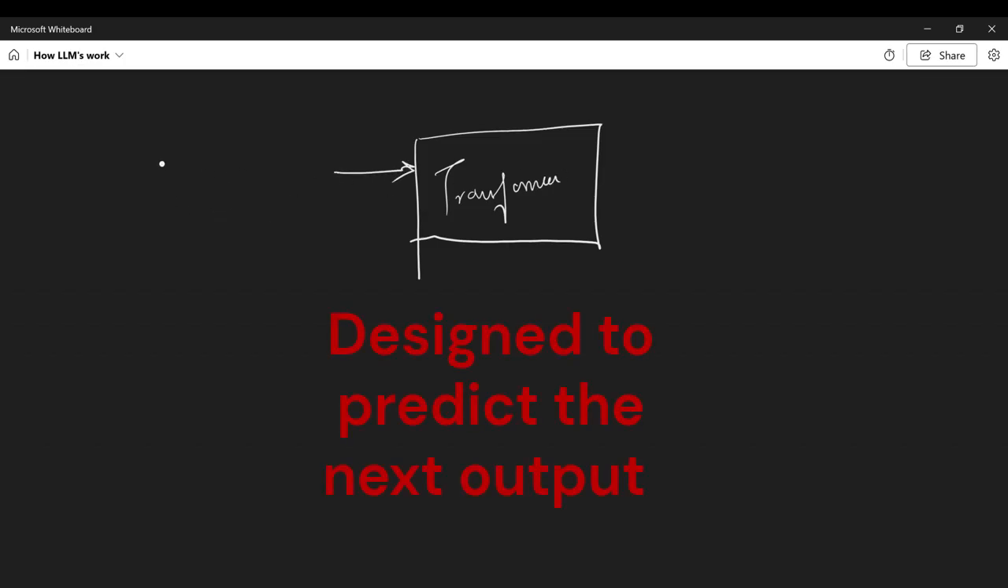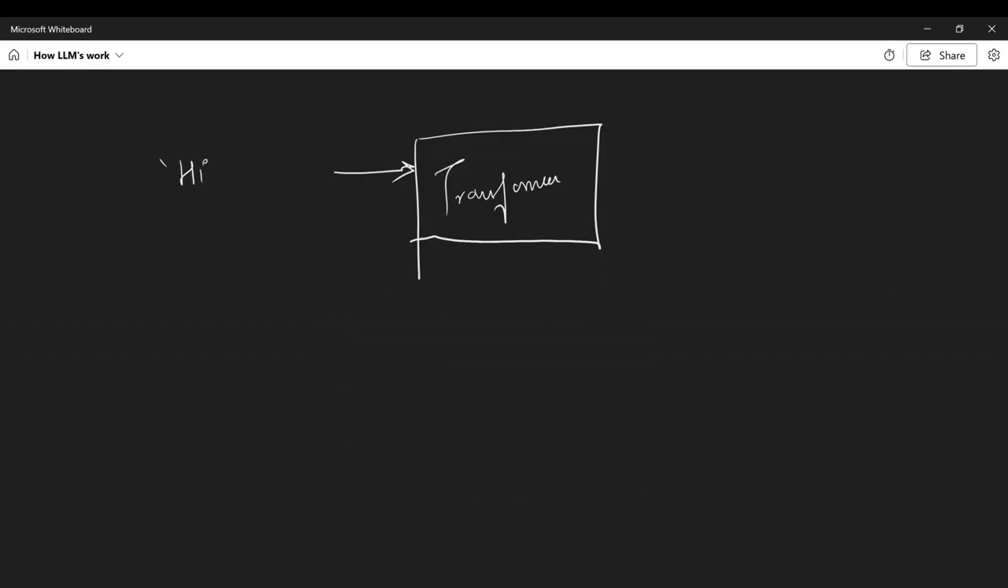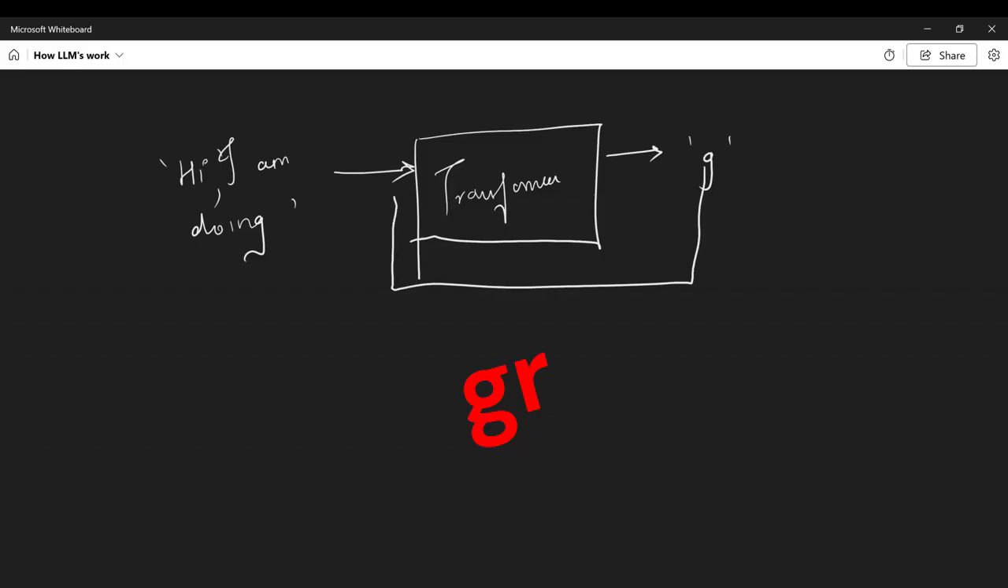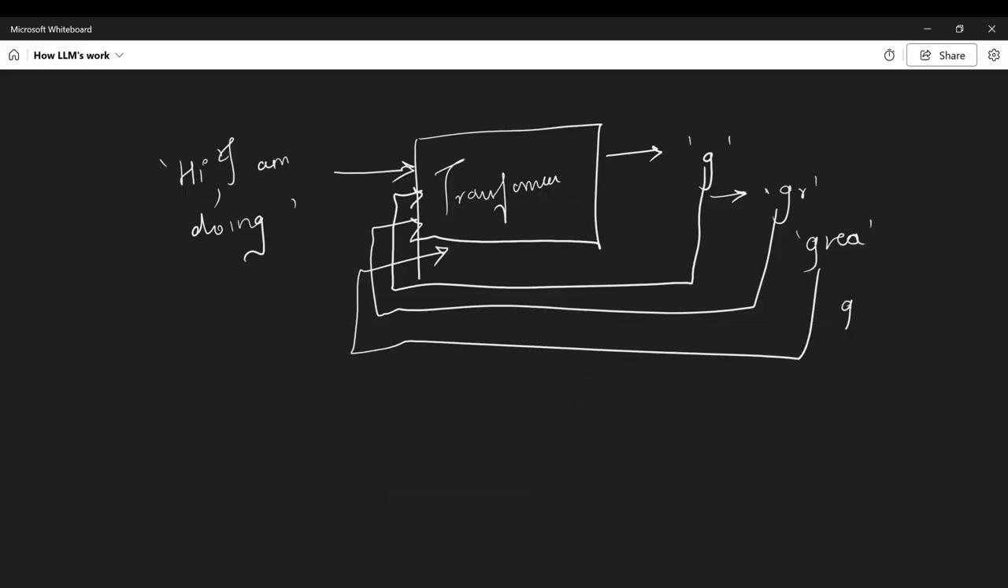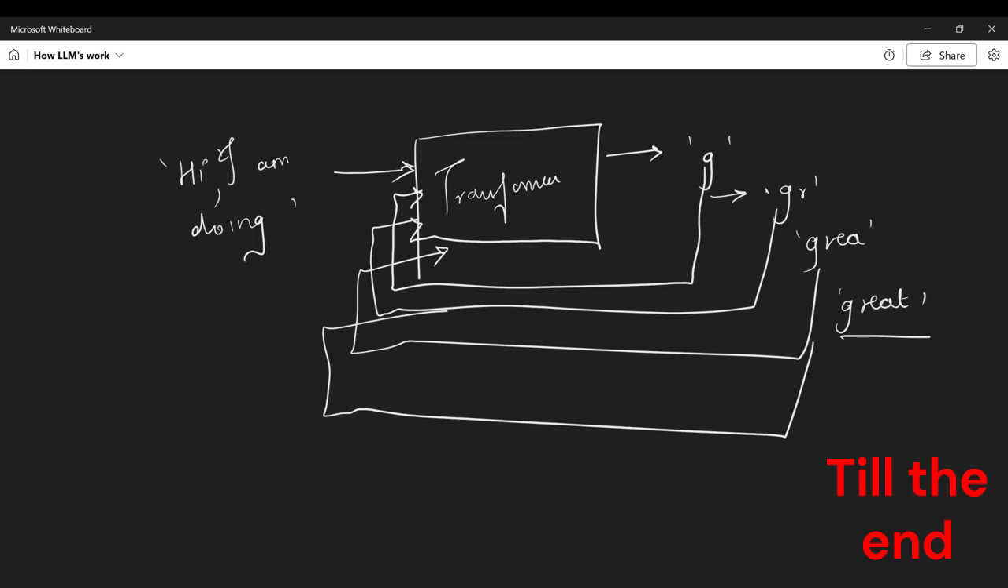Transformer is designed to predict the next output. It can be a word or a letter. Example, if I'm entering a sentence, hi, I am doing, and the next word it has to predict. How the sequence goes is the first letter is predicted, G, then the next letter, GR, then that goes into the input, then the next letters, GREA, are generated, then that goes as an input, and finally, this process of generating the output continues till a sensible output or a message is created which makes some meaning till the end of the text.